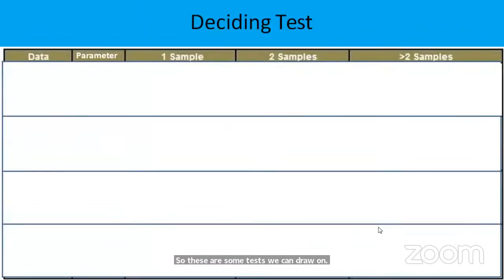So designing of a test: how we can design the test based on your data, on mean, median, and parameters, and how many samples you can take for the test, whether it is one sample, two samples, or more than two samples.